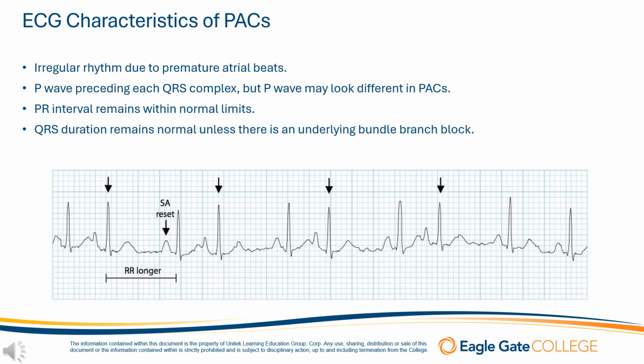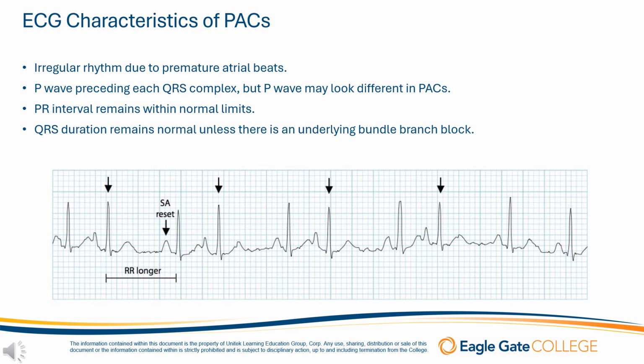So let's take a look at the ECG characteristics of premature atrial contractions, or PACs. In PACs, you'll notice that the rhythm is irregular. This irregularity is caused by premature beats originating from an ectopic focus in the atria. These early beats disrupt the regular rhythm established by the sinoatrial node. The irregularity can be subtle or quite pronounced, depending on the frequency of the PACs. Frequent PACs can make the rhythm appear very erratic.